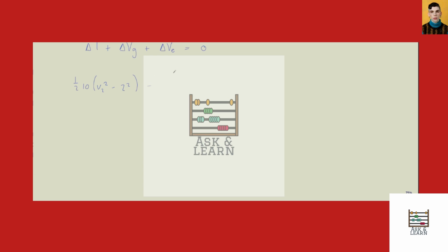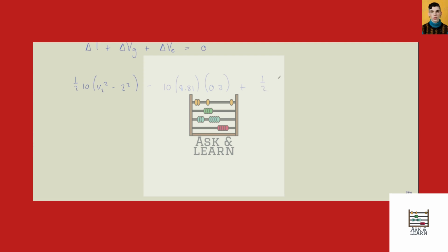And so this is minus the change in gravitational potential energy, which is m times the acceleration due to gravity, 9.81 meters per square second, times the change in vertical position of the collar, 0.3 meters. And this is plus the change in elastic potential energy of the collar due to the force of the spring, which is a half kx squared.